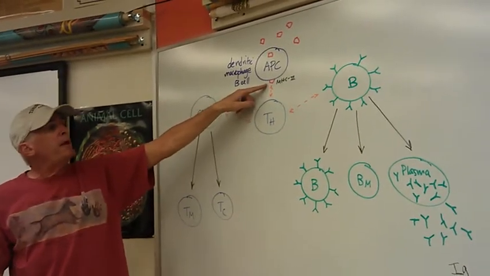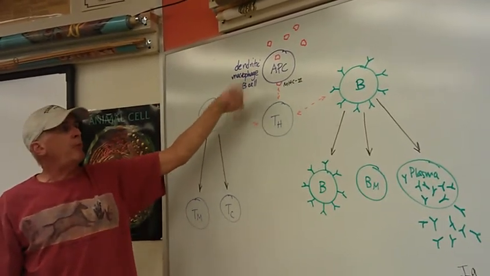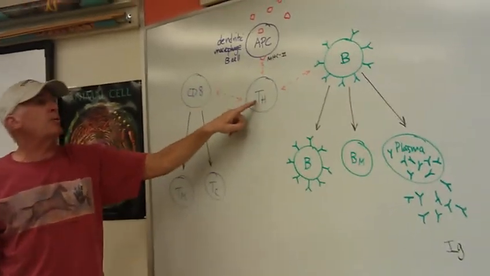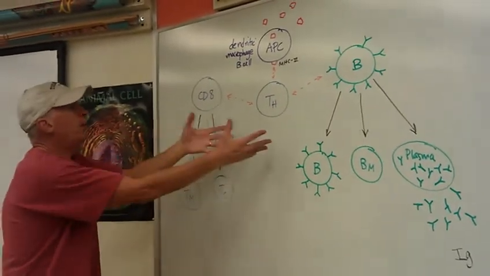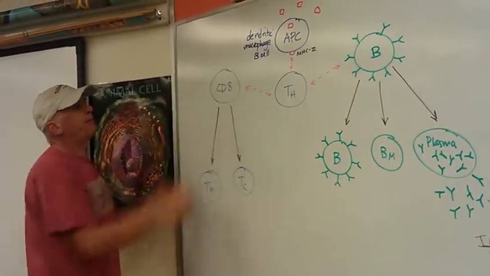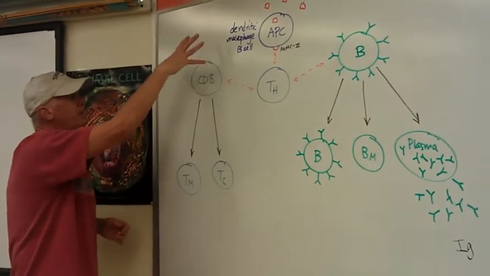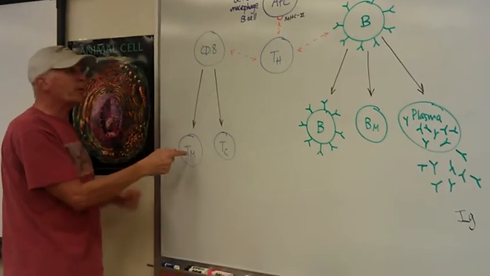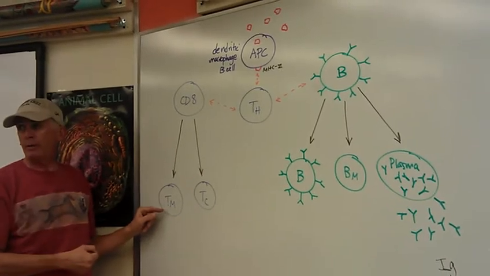Then a T helper cell comes by and they co-stimulate each other. The T helper cell recognizes that it's a bad guy, and then the T helper cell is the one that mobilizes the immune system. The T helper cell then activates a CD8 cell, which stands for cluster of differentiation number 8. That causes the creation of T memory cells, who will remember that we've been invaded by this antigen. So if we ever get invaded again, they immediately spring into action.